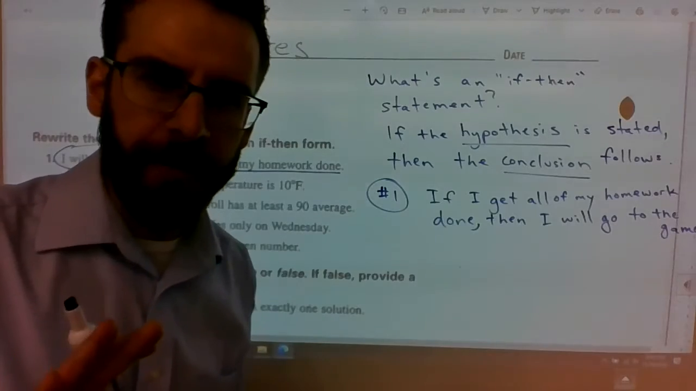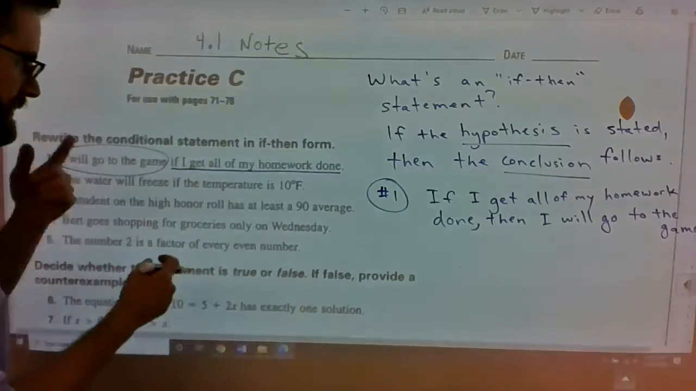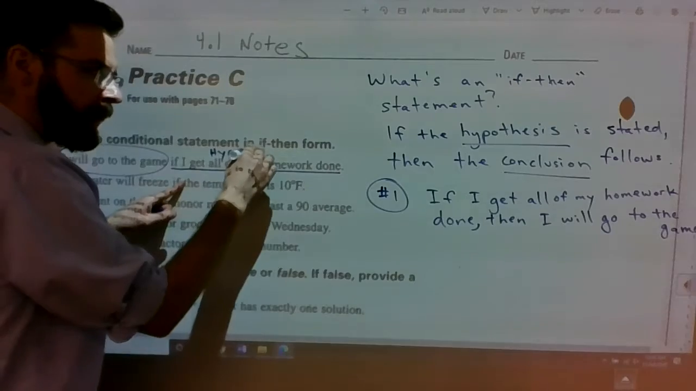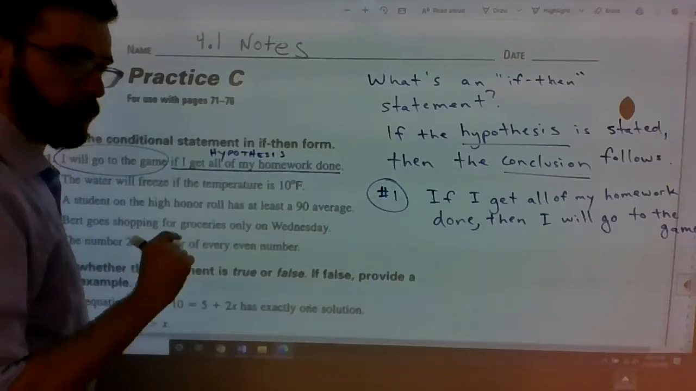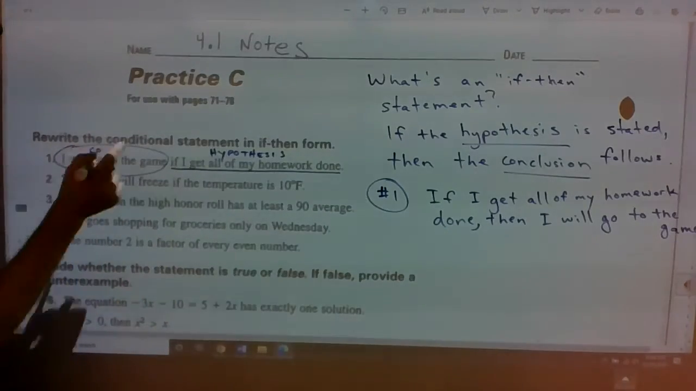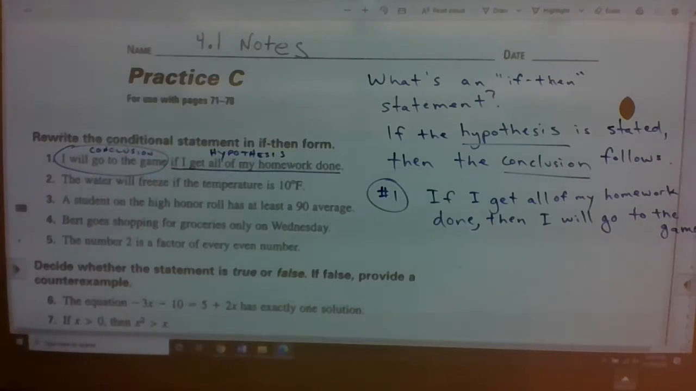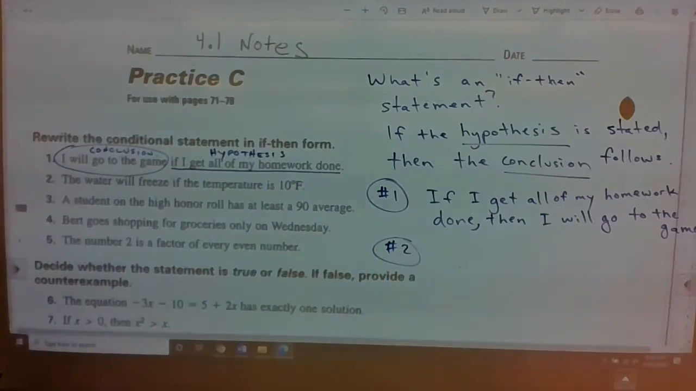So on the homework, you're also going to be asked to determine what the hypothesis of a statement is and what the conclusion is. It'd be like saying, hey, this was our hypothesis, the thing that's underlined. The hypothesis, hey, I'm going to get my homework done. Conclusion, I will go to the game. Try number two. Pause the video, see if you can write it on your own without me helping.